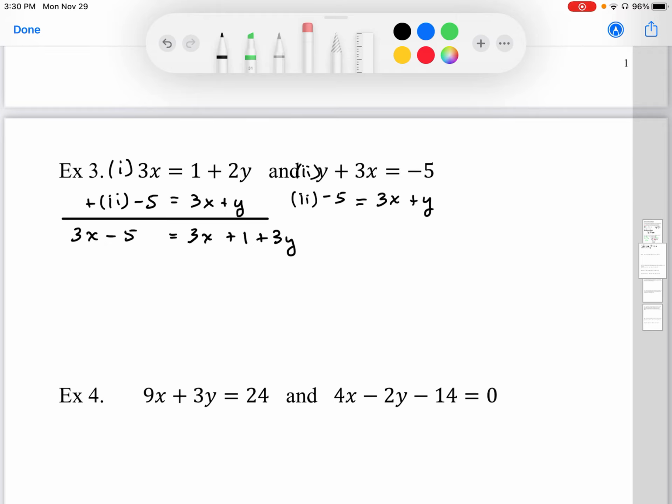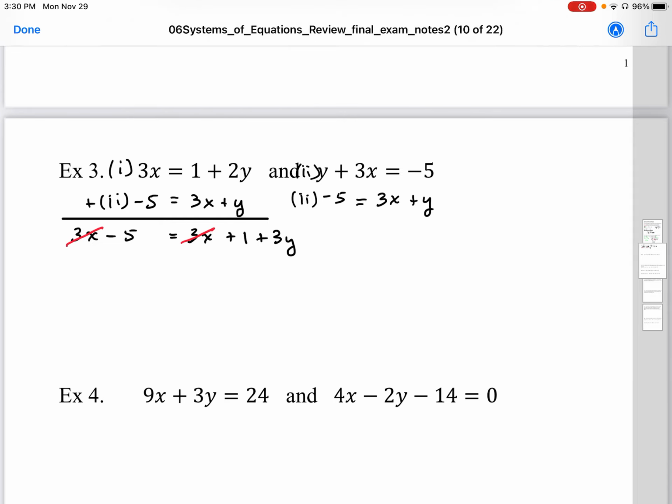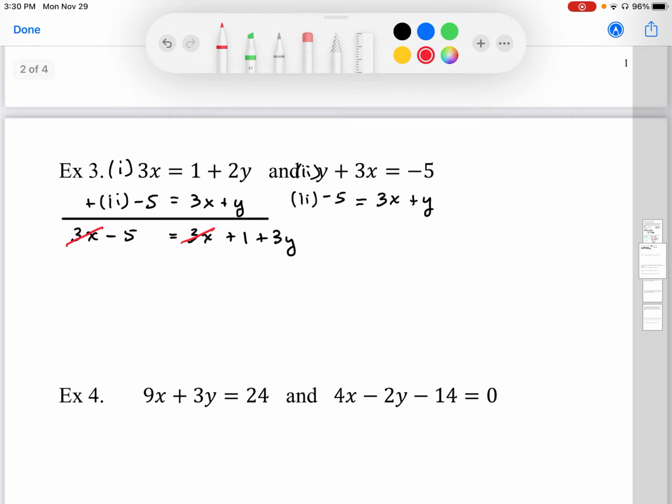At this point, I now have a new balance. I've combined two balances, and I'm going to eliminate the 3x on both sides, and I can do that because they are the same. It'll keep it balanced. And by doing that, I've eliminated my variable of x. So now I have an equation with no x's. So I end up with negative 5 is equal to 1 plus 3y. Subtract 1 from both sides. I'm going to divide by 3. I get y equals negative 2. There's my solution for y.